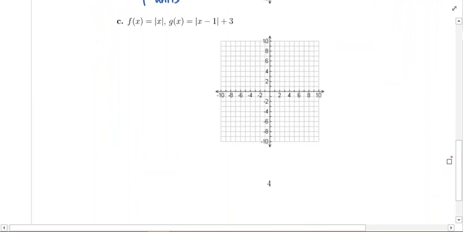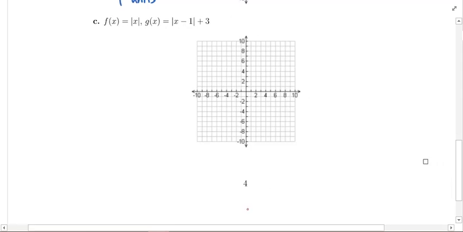The original function is going to be the absolute value of x. The transformed function is going to be g of x is equal to the absolute value of x minus 1, plus 3. Let's start by graphing the original basic function, which is f of x is equal to the absolute value of x. Remember, absolute value of x is the V shape. It goes through (0, 0), (1, 1), (2, 2), (3, 3), and so on. And then on the other side, (-1, 1), (-2, 2), (-3, 3), and so on.